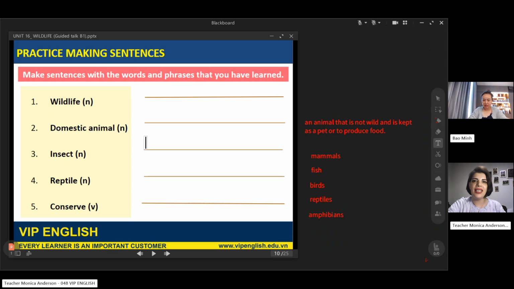Snake belongs to. If it's singular, belongs. If it's plural, belong. So yeah, snake belongs to the reptile family. Yeah, like classification.